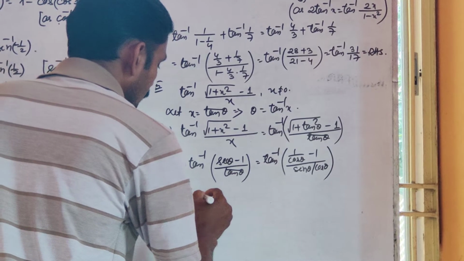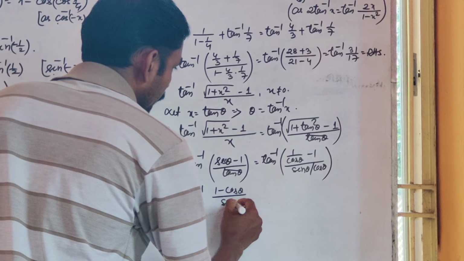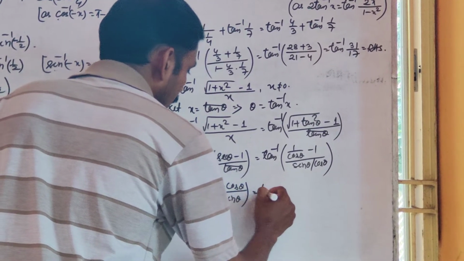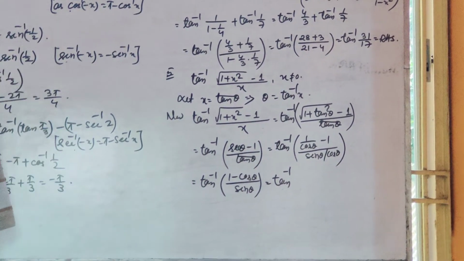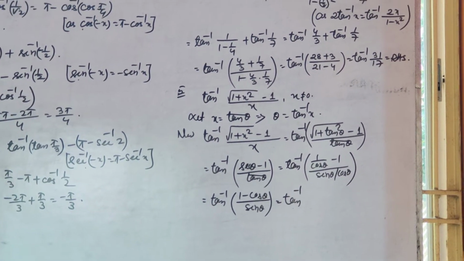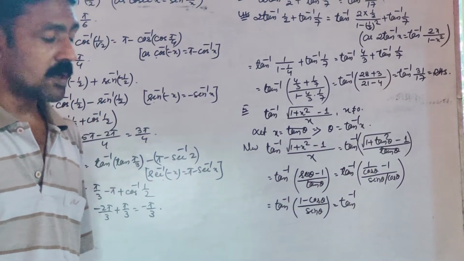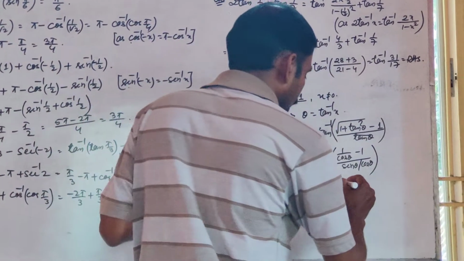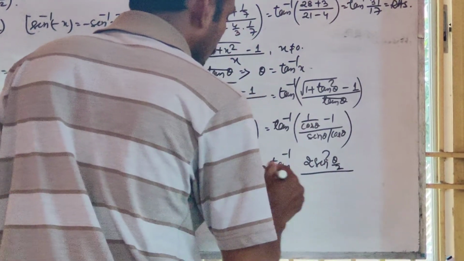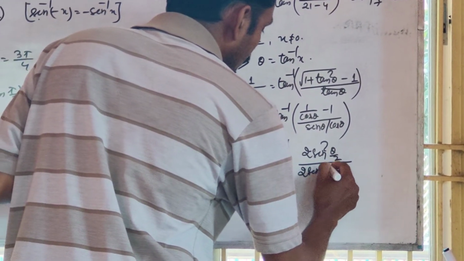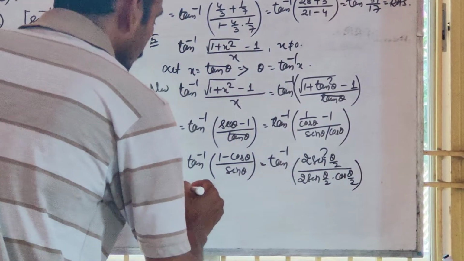So now it is tan inverse of 1 minus cos theta by sin theta. Now here, 1 minus cos theta. The formula is that some multiple angle: 1 minus cos 2 theta is 2 sin square theta. So 1 minus cos theta will be 2 sin square theta by 2, and your sin theta can be written as 2 sin theta by 2 into cos theta by 2.